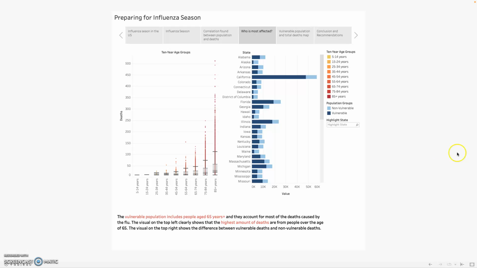For example, you see here Florida has a vulnerable death count of 19,148 compared to non-vulnerable of 6,476. And there is an interactive element to this graph where you can choose a state and see the 10-year age group's death count. For example, here, if I choose California, I would be able to see the death count for the 10-year age groups for California, and I would be able to do that for every state.